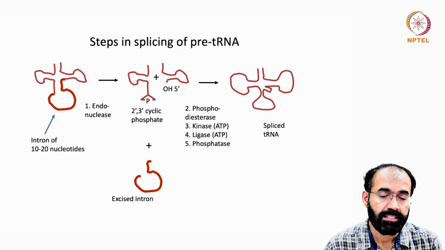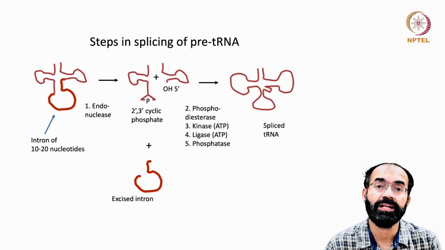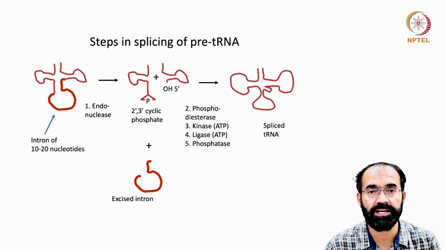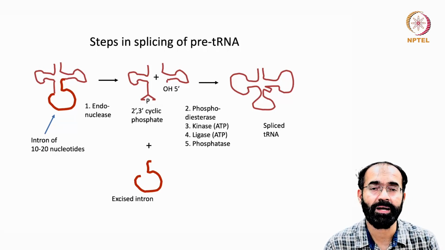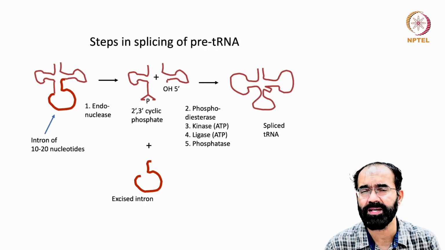Now you have phosphodiesterase, kinase, ligase and phosphatase. These enzymes come together and fuse these fragments back into a functional or mature tRNA which is ready to be acted upon by amino acid tRNA synthetase and various other modifying enzymes.